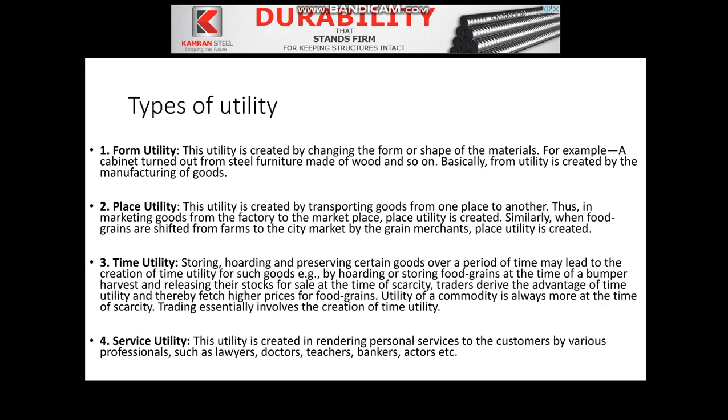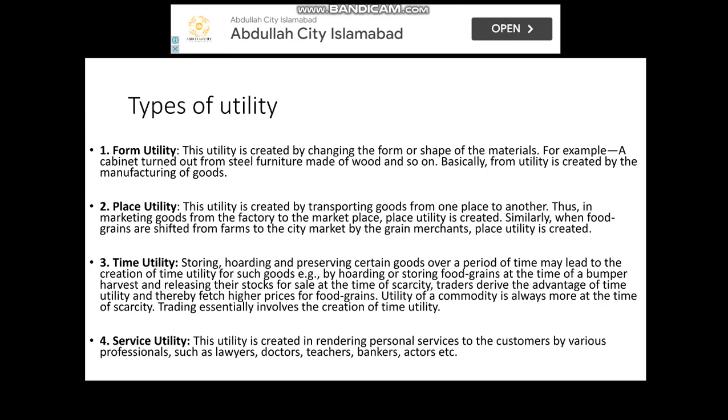Service utility. This utility is created in rendering personal services to the customers by various professionals such as lawyers, doctors, teachers, bankers, actors, etc.